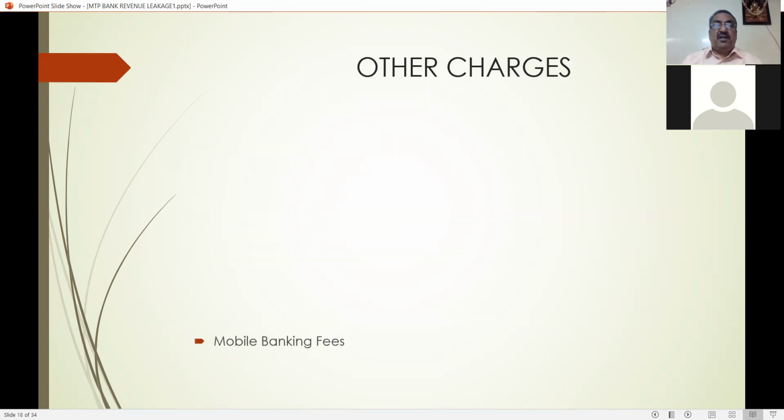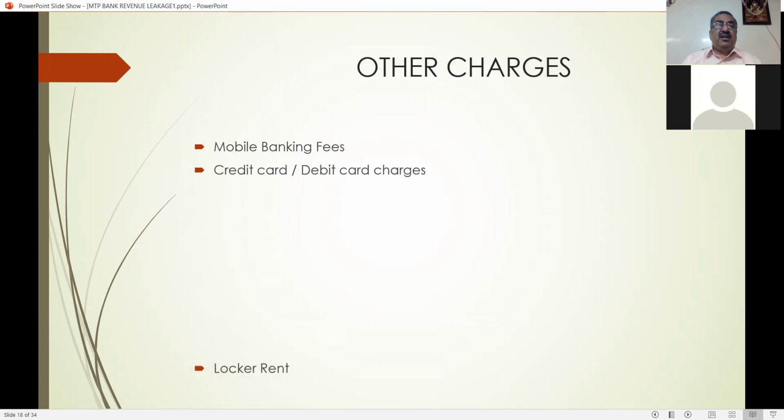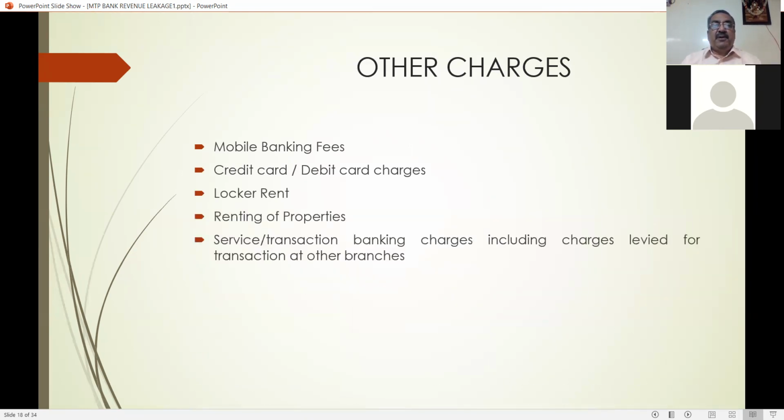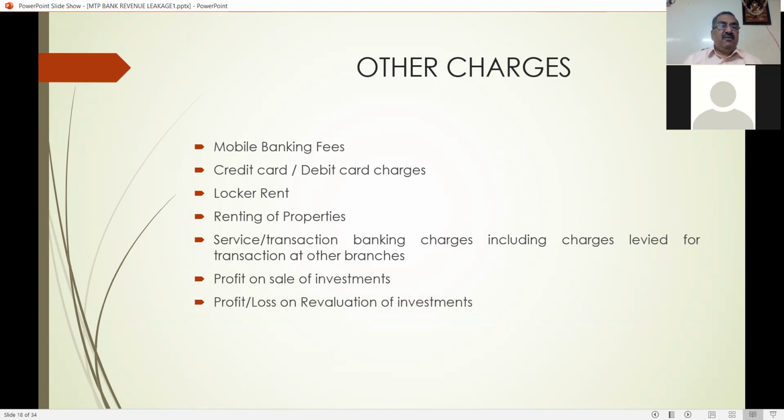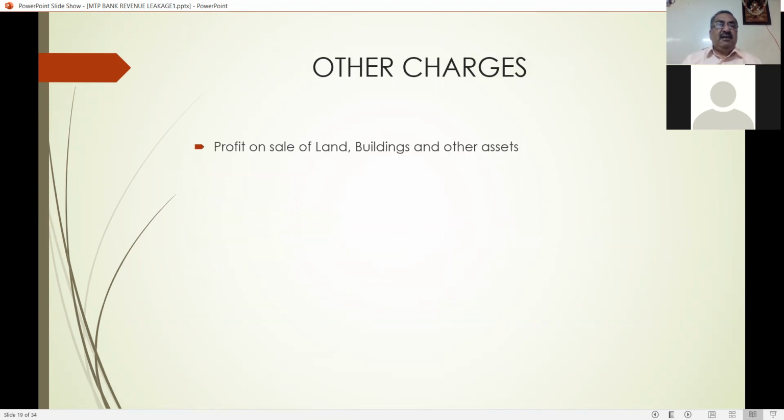Next are other charges. What are the other charges? Mobile banking charges, credit card and debit card charges, locker rent, renting of properties. That is, if you transact between branches, there is a service charge for transactions at other branches. You are at Salem, and if you do the same transaction in Coimbatore, they charge some transaction fee. That is also another charge that they are collecting. Profit on sale of investments, profit or loss on revaluation of investments, and profit on sale of land, building, and others. Sometimes the bankers sell property, and profit on sale of land also they have to consider.